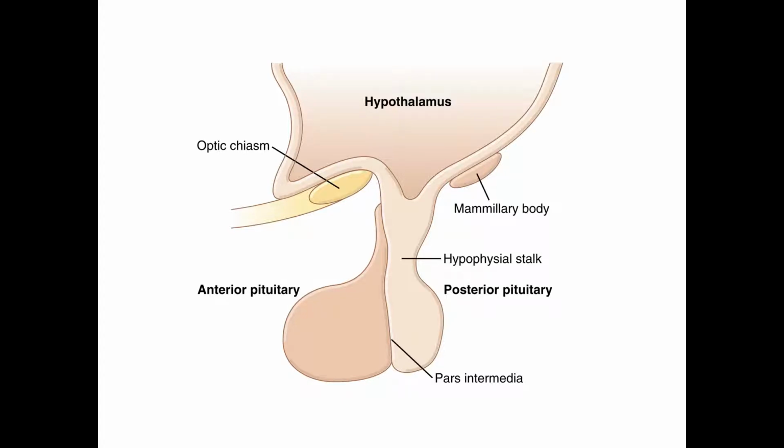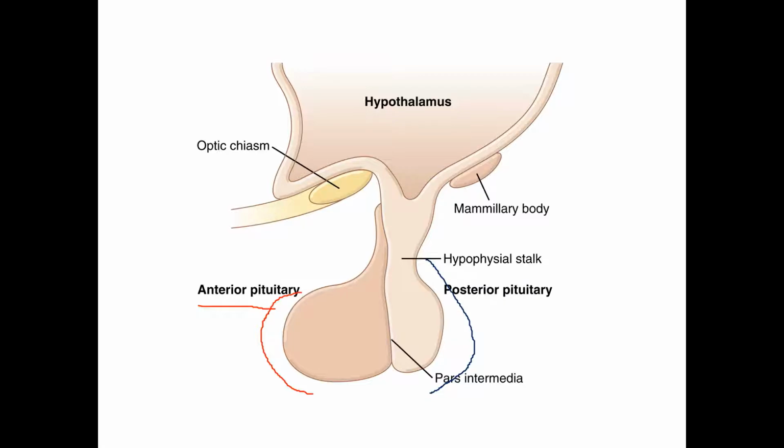So the pituitary gland is divided into two parts. You have the anterior pituitary here, and then the posterior pituitary gland on the other side. The anterior pituitary is also known as the adenohypophysis, while the posterior pituitary is called the neurohypophysis. You have to take note of this because embryologically they come from different origins.